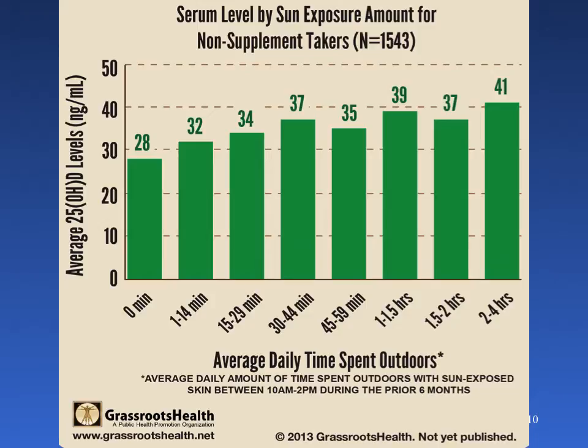There are common myths that walking back and forth to your car every day or spending 15 minutes in the sun with your face and arms exposed for a few days a week will provide you with enough sun exposure to obtain adequate serum levels. However, this graph shows that it takes on average 2 to 4 hours in the sun daily with 50% of your skin exposed to reach 40 nanograms per milliliter with just sun exposure alone for this cohort.